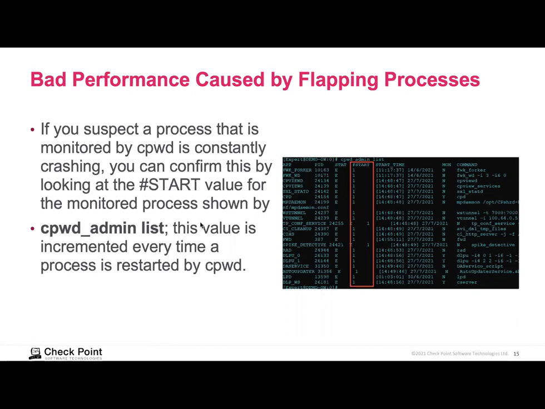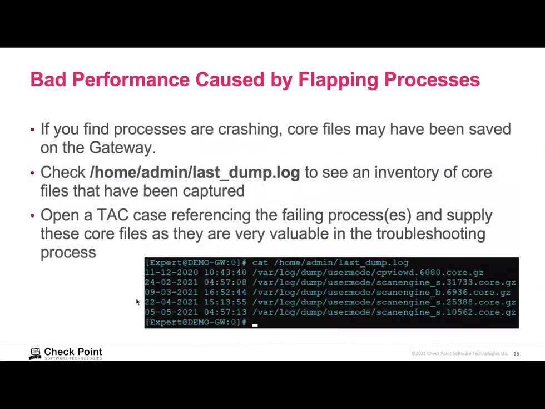So if something seems like it's running inconsistently, if you run this command and you see that the number of starts is incrementing on a service, it probably means that service is crashing and restarting under the hood, maybe without you knowing. If core files might have been saved on the gateway for when that process crashed, there's a handy file right in home admin called lastdump.log. If you cat that out, it will show you an inventory of all the core files that the gateway has captured and the path to them.